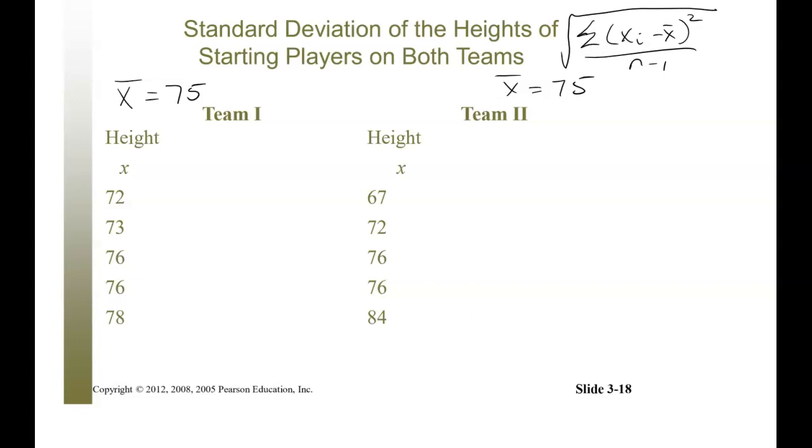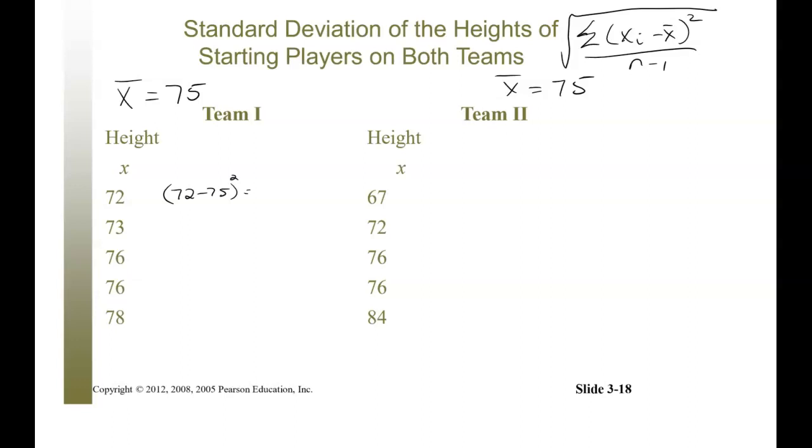So the first thing I'm going to do is, inside, take each xi minus x bar. So I have to do 72 minus 75, square that. What does that give me? I'll do a few of these with you, then I'm going to ask you to pause the video and do some on your own. So 72 minus 75, of course, is negative 3. When you square that, you get a positive.